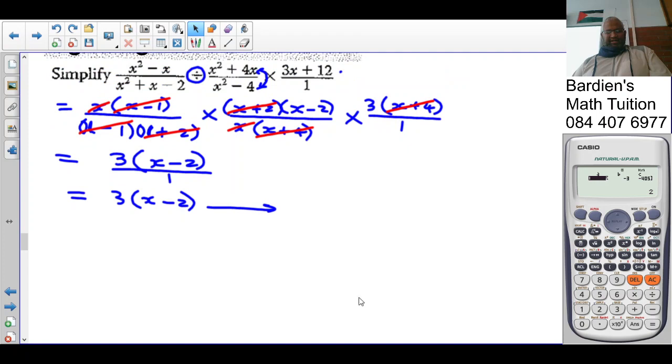So now we're going to look at exercise 1.22. Number 1, we're going to look at the first column quickly. Exercise 1.22, number 1, first column, on page 32.